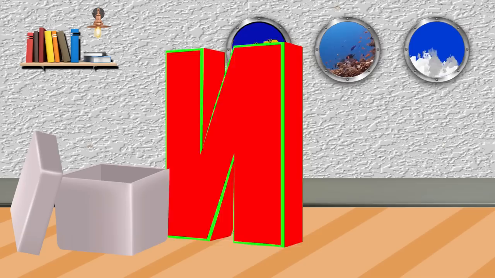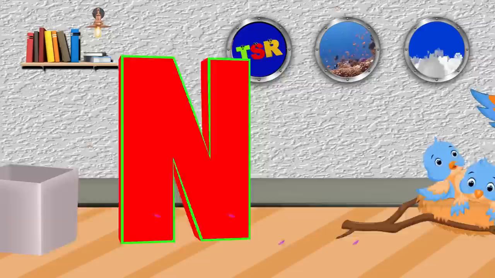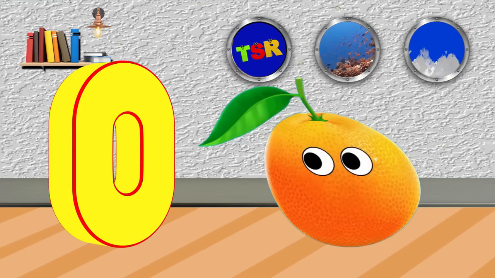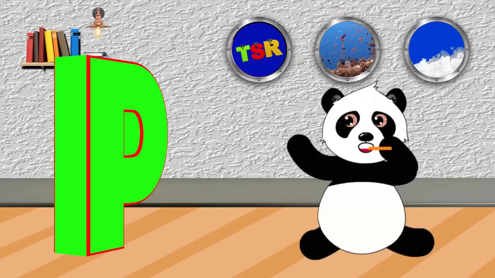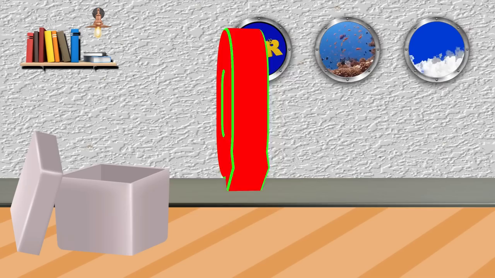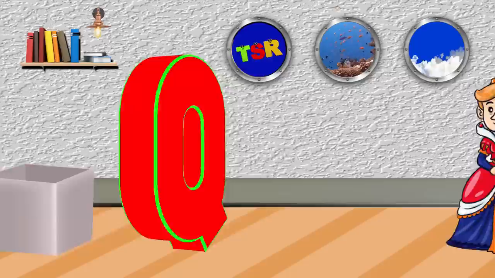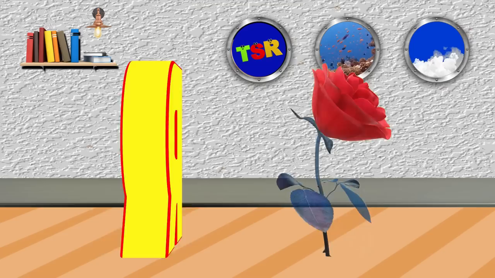N for nest. O for orange. P. Q for queen. R for rose.